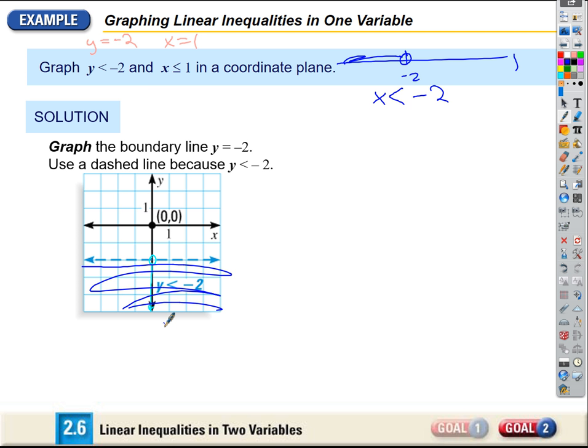Does that make sense? And the shaded region is all the numbers that do apply, right? Those are all the points where the y value is less than -2. We don't care about the x value.